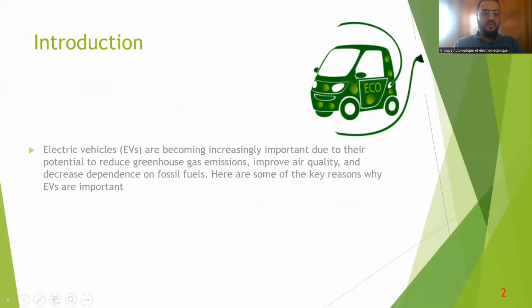So, why electrical vehicles? Electrical vehicles are becoming increasingly important due to their potential to reduce greenhouse gas emissions, improve air quality, and decrease dependence on fossil fuel. Of course, there are other reasons that we should use these EVs in our life, but why not?